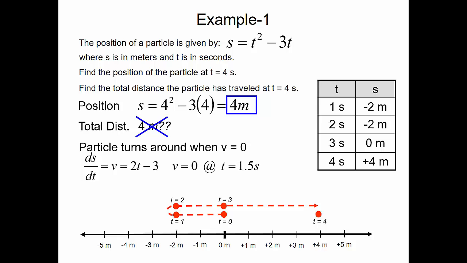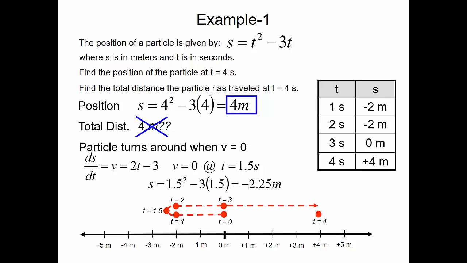Now if I set that equal to 0 and solve for the time, I find that at a time of 1.5 seconds, the velocity goes to 0 and the object changes direction. Now I can put that 1.5 back into my position equation and determine the distance that the object travels.